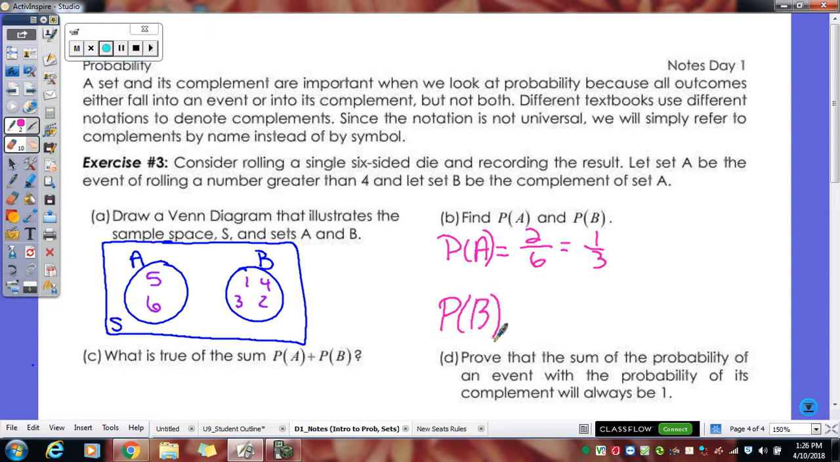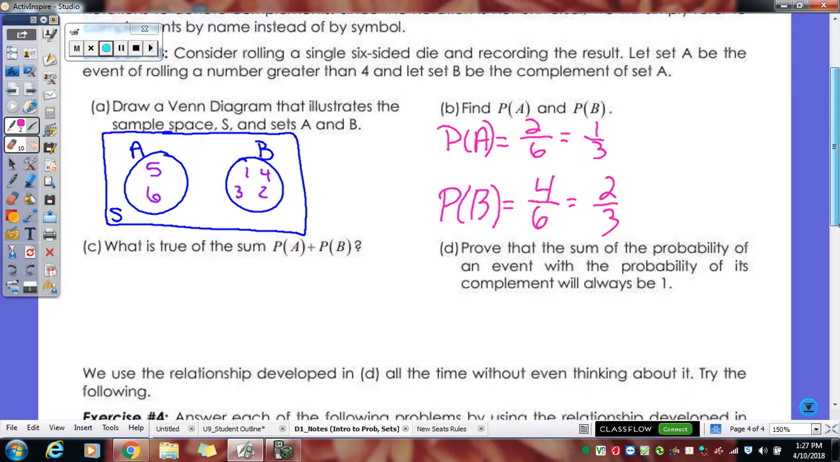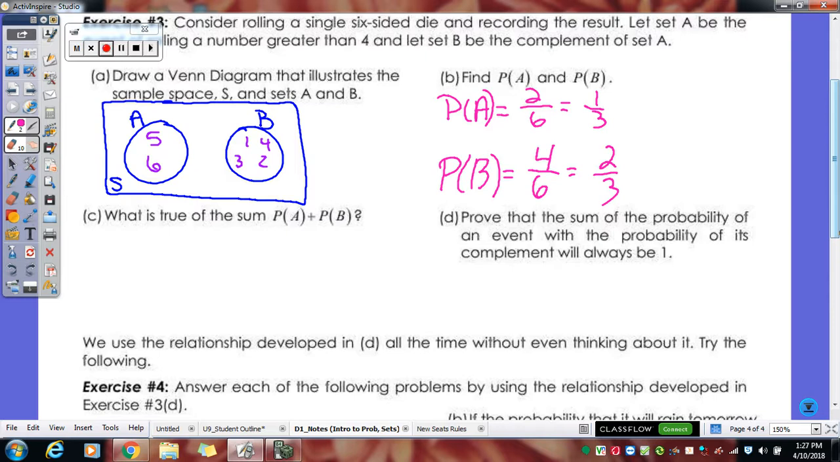Probability of B, 4 out of 6, which is 2/3. So in part C, what is true of the sum of A plus B? 1/3 plus 2/3 would equal 1 whole. So what's true of the sum of P of A plus P of B, probability of A plus probability of B, is that it equals 1. Yep, complements when added together will always be 1.